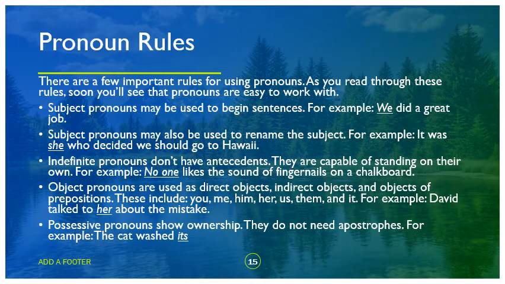Object pronouns are used as direct objects, indirect objects, and objects of prepositions. These include you, me, him, her, us, them, and it. For example, David talked to her about the mistake.